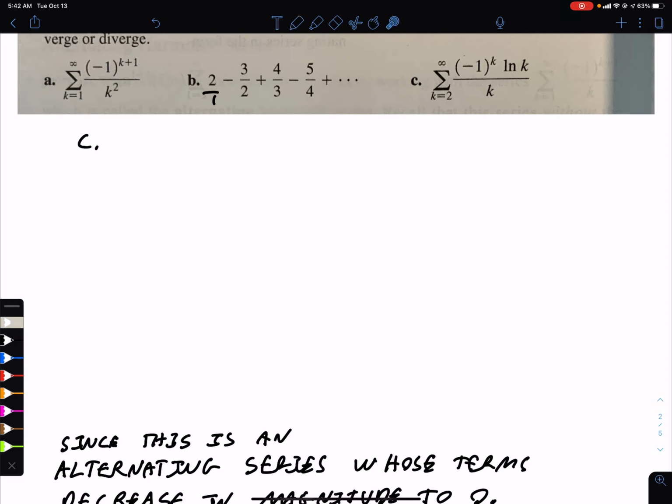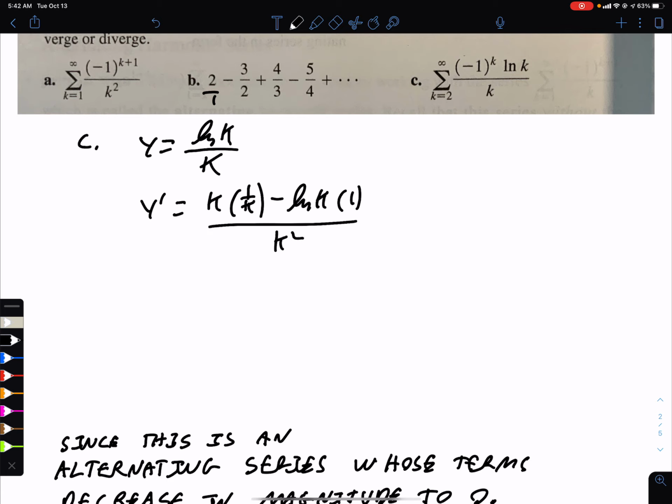Okay, we know it's an alternating series. That makes it alternate. Now, if you want to check if it's decreasing, we can. I could do this. Ln of k over k, what's the derivative? Low d high minus high d low over low squared. That's 1 minus ln of k over k squared. Well, the bottom's always positive because it's squared.